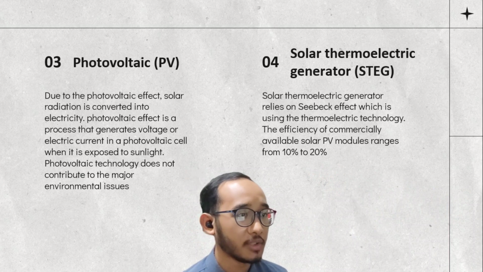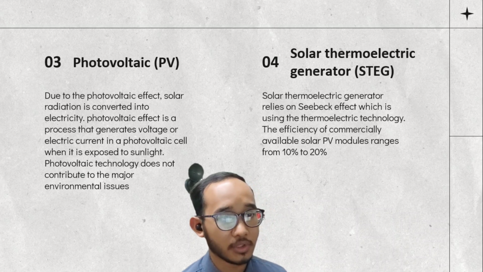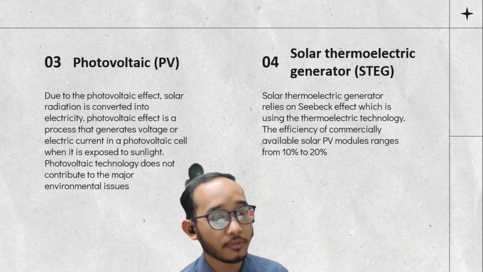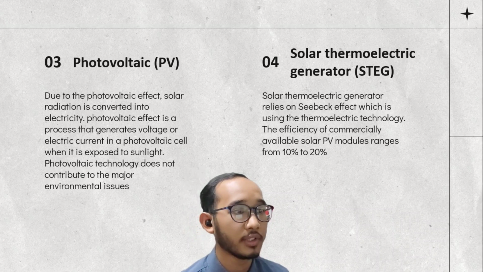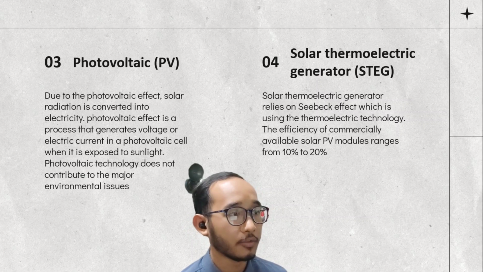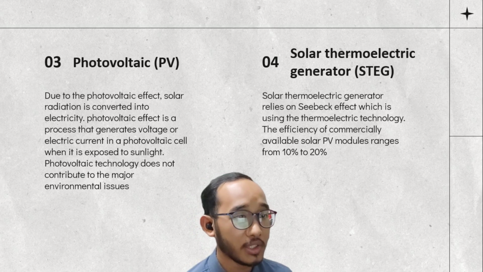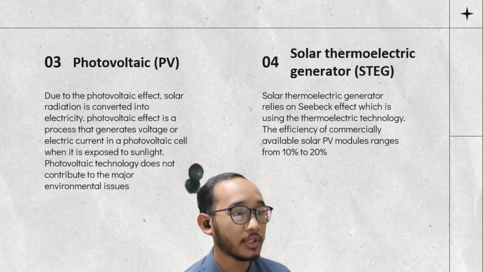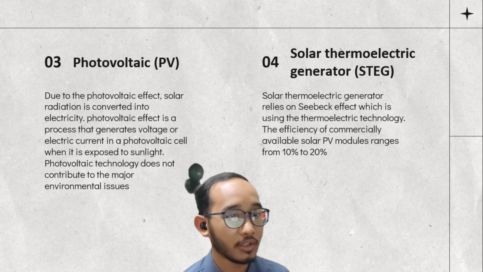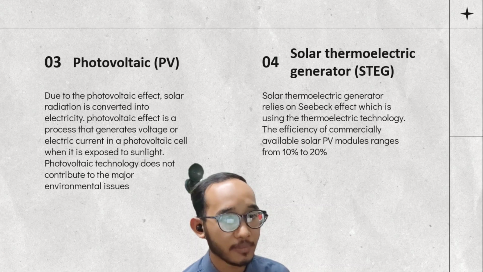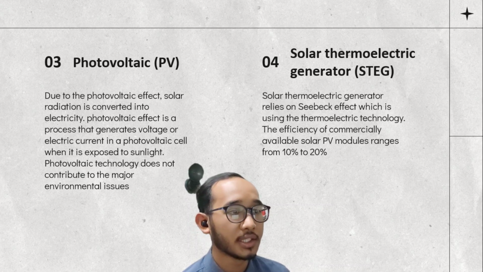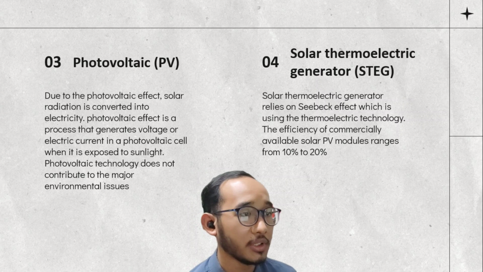This effect happens in materials known as semiconductors, which have two energy bands, one of which allows the existence of electrons and the other of which does not. Photovoltaic technology does not contribute to the major environmental issues that conventional power generating sources, including those employing fossil fuels, cause during generation, such as climate change, global warming, air pollution, acid rain, and so on.